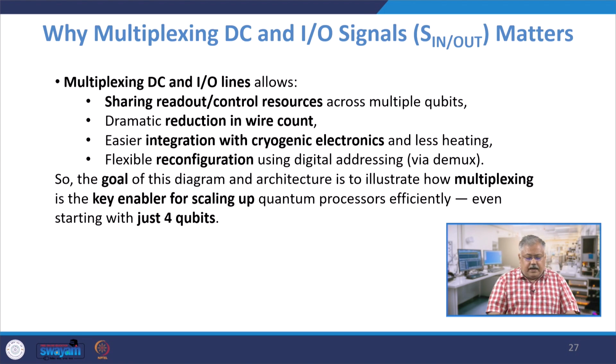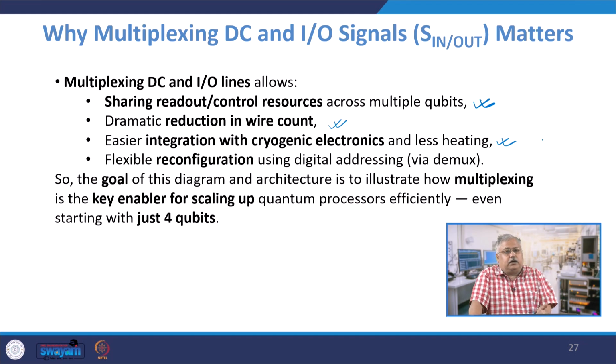As I discussed with you, multiplexing helps you to share the readout and control resources, with a reduction in wire count. Obviously, integration with cryogenic electronics is much better because of less thermal load, and you have a flexible configuration. Flexible configuration primarily means that by using the same set of 4 wires, I can route bias signals as well as signals for manipulating the qubit. And therefore, multiplexing is one of the most important parts which a designer needs to know when scaling up of a quantum processor is required, right.